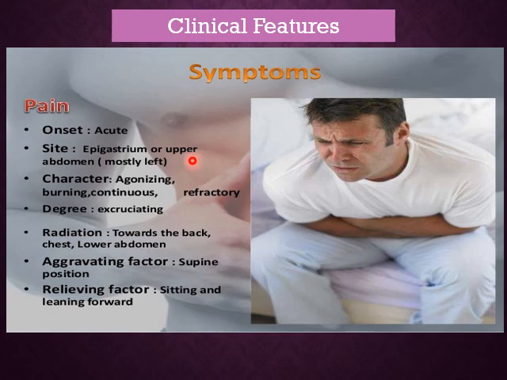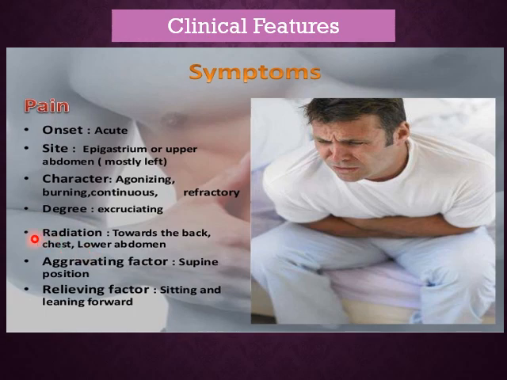This is a picture showing you the classical picture of pain in severe acute pancreatitis. So I said the onset is acute, site epigastric or upper abdomen, mostly on the left side. Character is agonizing, very severe pain, burning, continuous, and most of the time it does not relieve with normal medication. Some people describe it as excruciating pain.